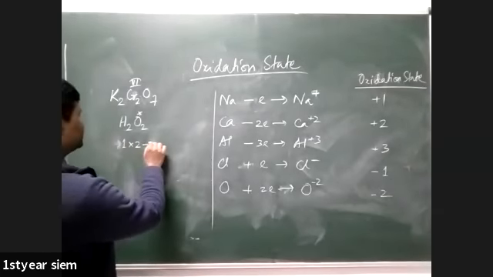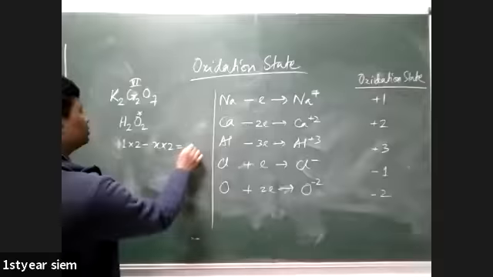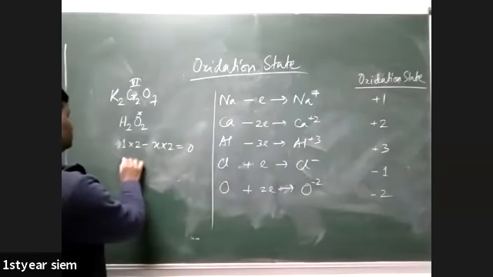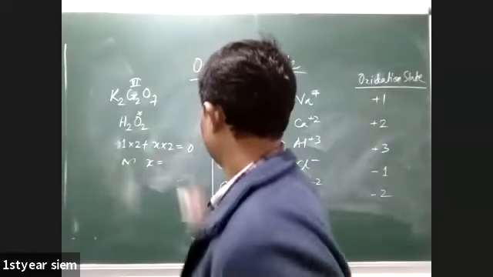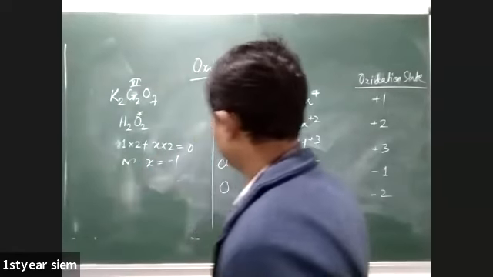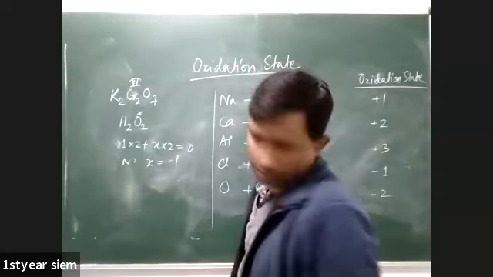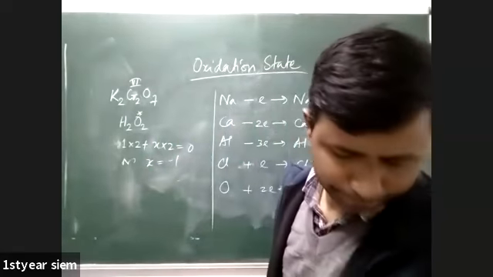So x into 2 equal to 0, right? Then x equal to -1. Yes, sir. So there is plus, yeah, plus x equal to -1. Okay.